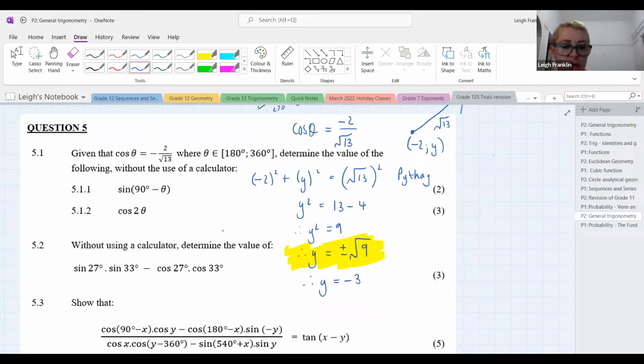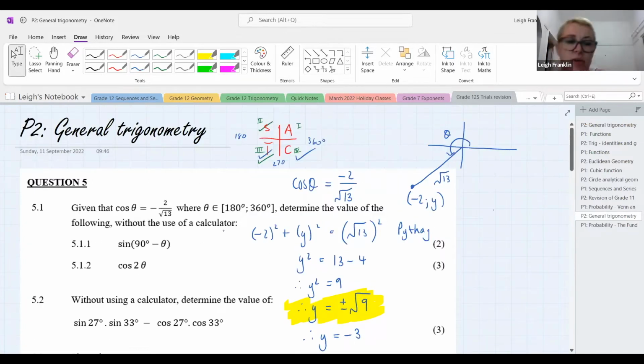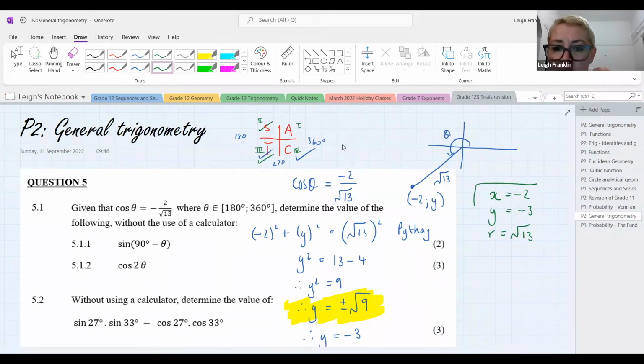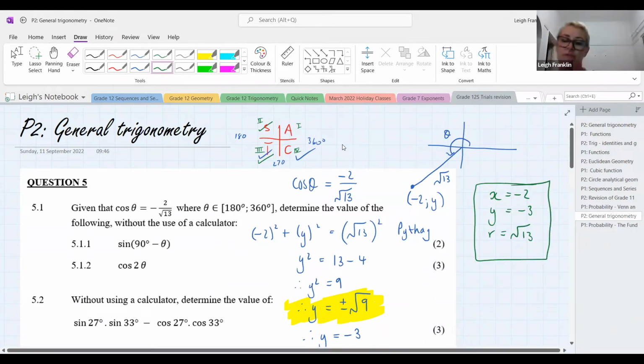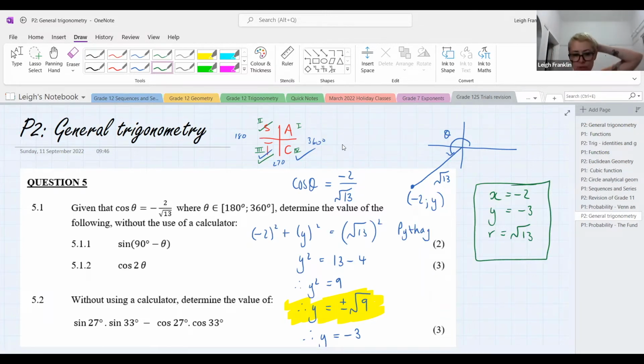And then what I like to do here, Matrix, is make myself a summary. In a different color over here, I write for myself x is equal to -2, y is equal to -3, and r is equal to root 13. I like to do that so that I have this information to hand when I now come along and answer the questions. So the first question being 5.1.1.